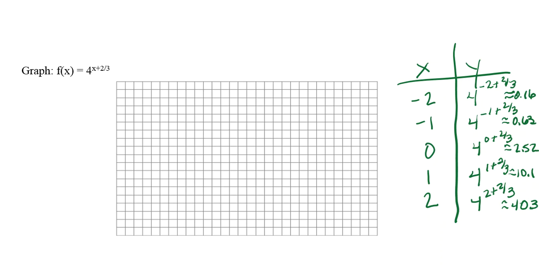Again, I've gone ahead and filled in what they equal to. I see I'm really close to 0. Got some big numbers. This is 40.3. Not going to probably graph 40.3. That's pretty large, but I can graph some of these other ones.